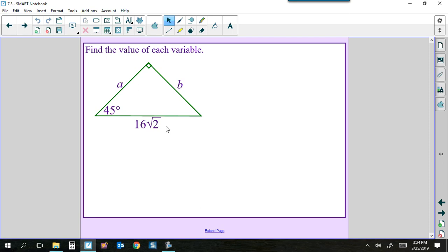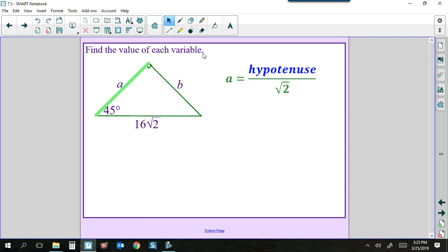This time 16 square root of 2 is going to be our hypotenuse. Our leg is always going to be equal to whatever the hypotenuse is divided by the square root of 2. Well, in this case, what is our hypotenuse?